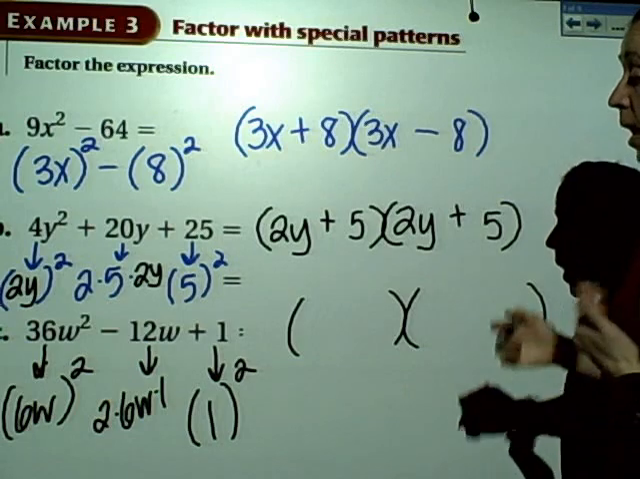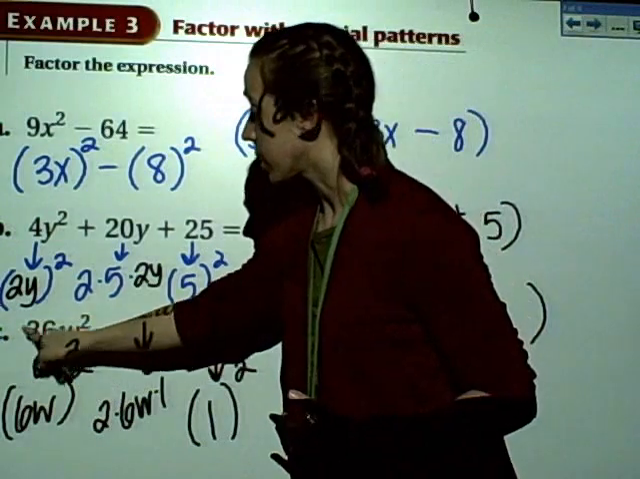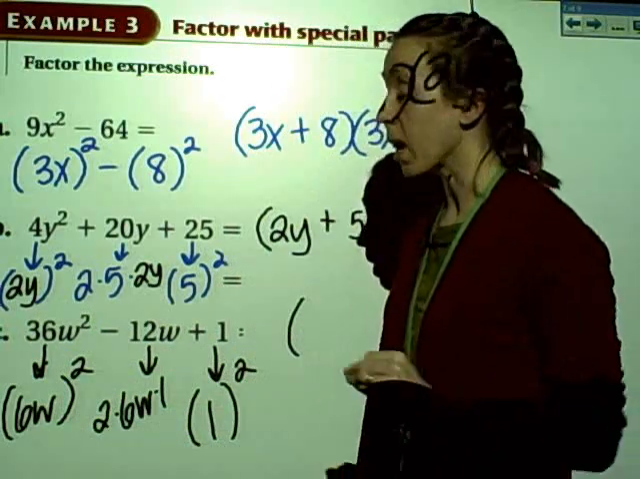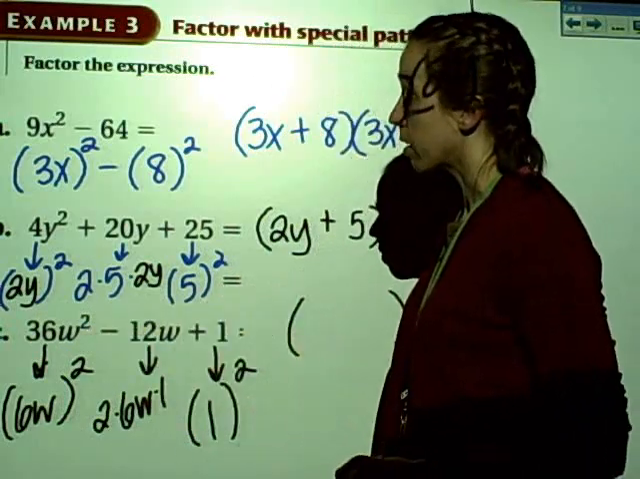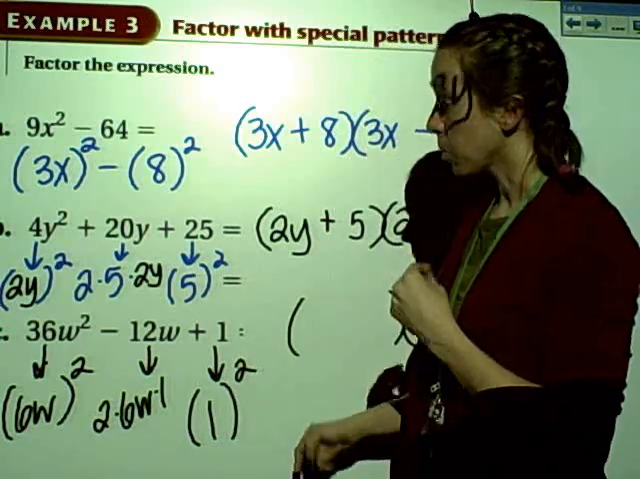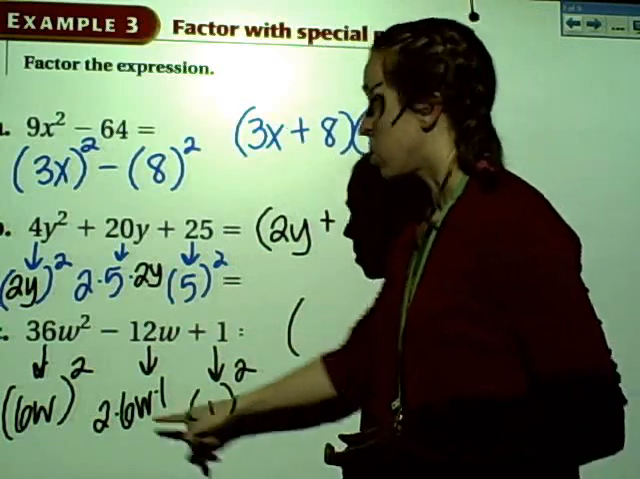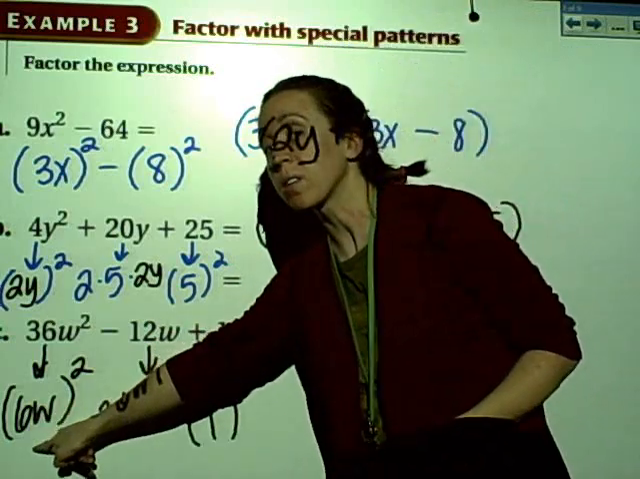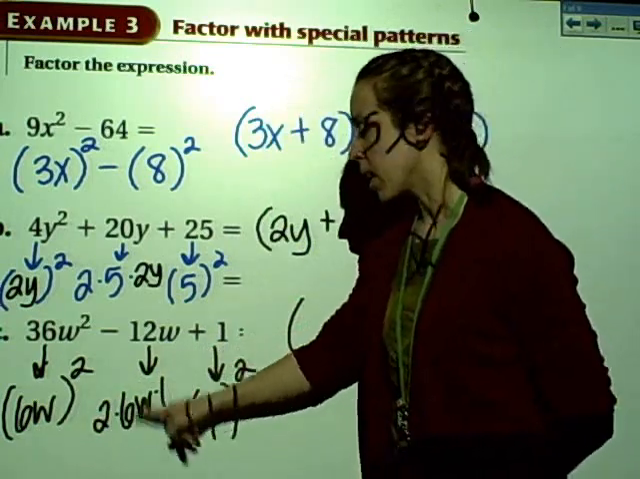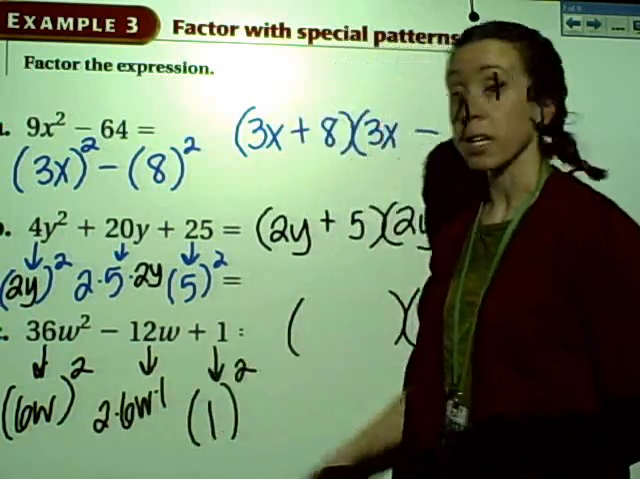Now for the bottom one, I had to do a check with that. I had to say, am I squaring something to give me 36w squared? And you are. 6w is being squared to give you 36w squared. Same for the last spot. Are you squaring something to get you 1? Yes, you are. You're squaring 1. Now your middle term there, is that equal to 2 times whatever you're squaring in the first spot times whatever you're squaring in the last spot? That would mean that my middle term is equal to 2 times 6w times 1, and it is.